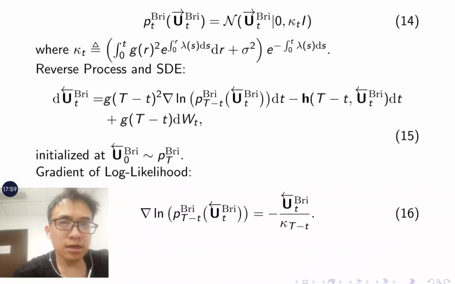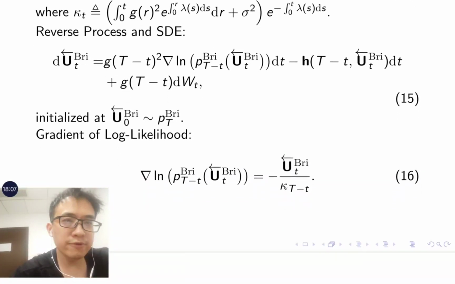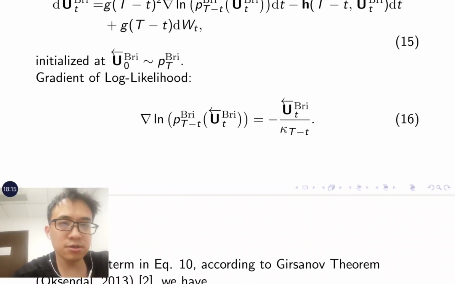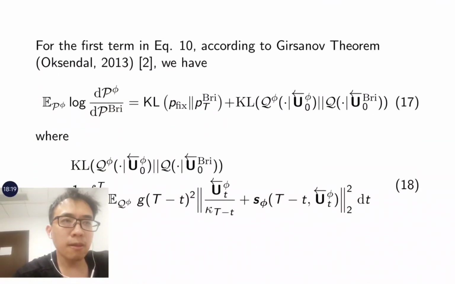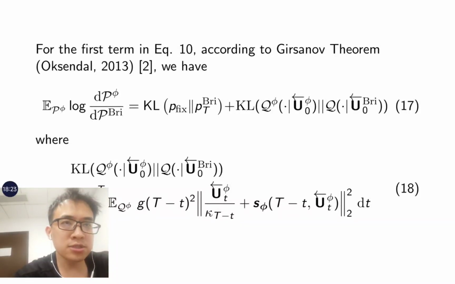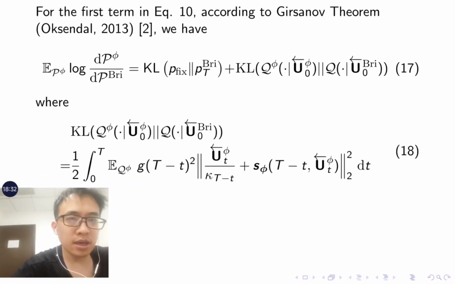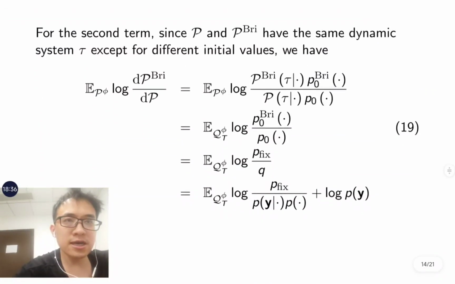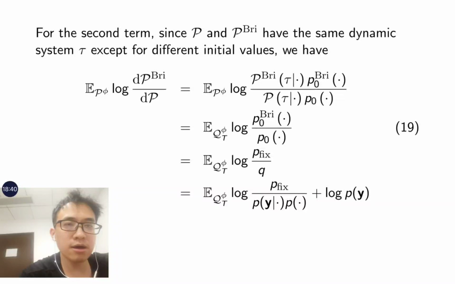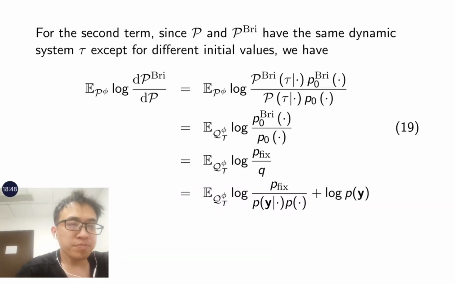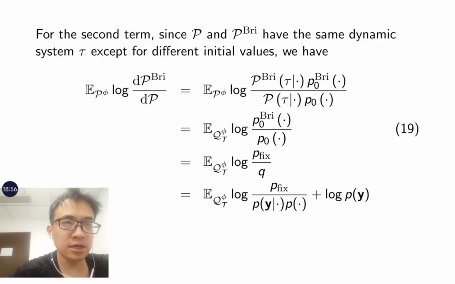And we can also compute the reverse process SDE by equation 15 initialized at p_T. So the gradients also can be solved. Okay. Next we will compute the first term in equation 10 according to the Girsanov theorem. This is the famous SDE theorem. Okay. And for the second term, since p and p bridge have the same dynamics, we can reduce this formula to a simple form.